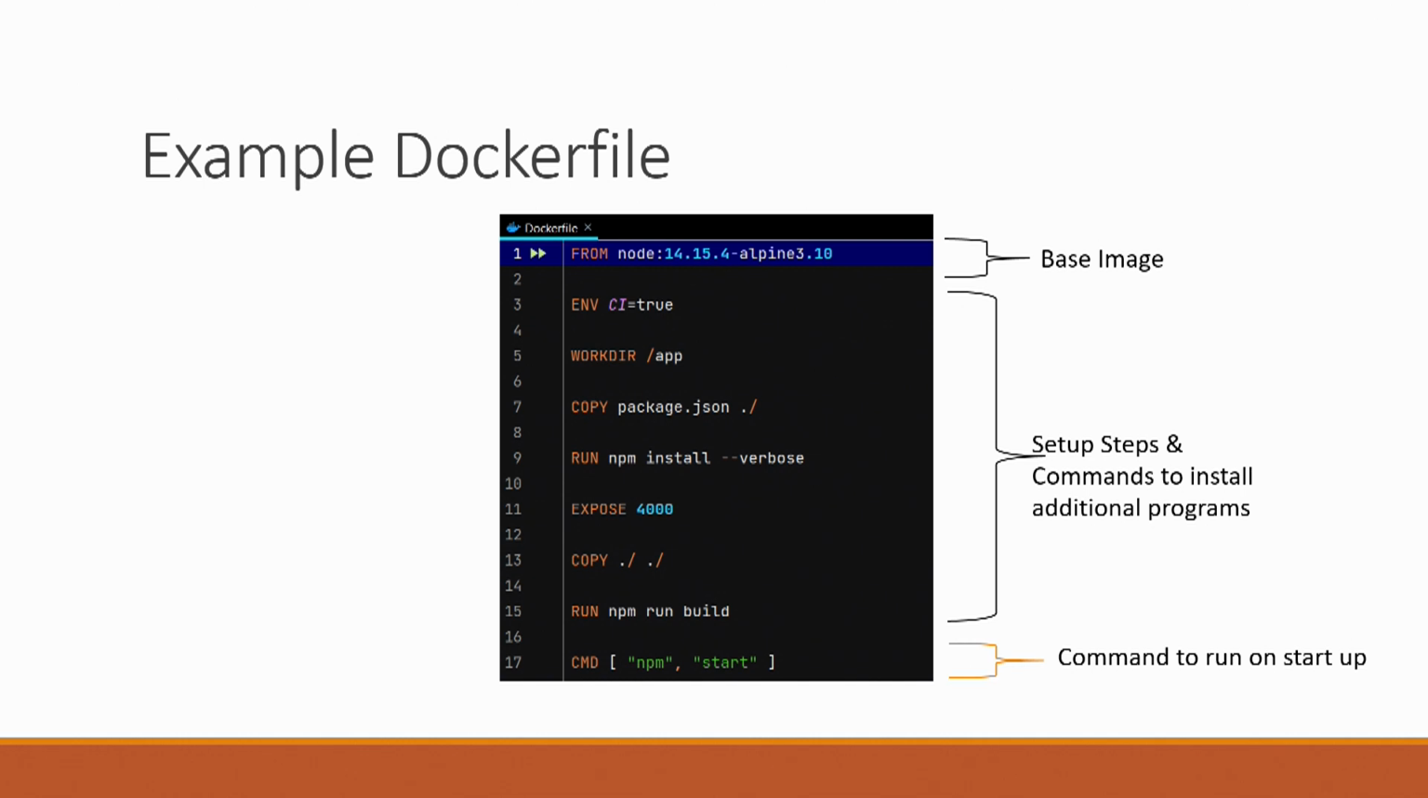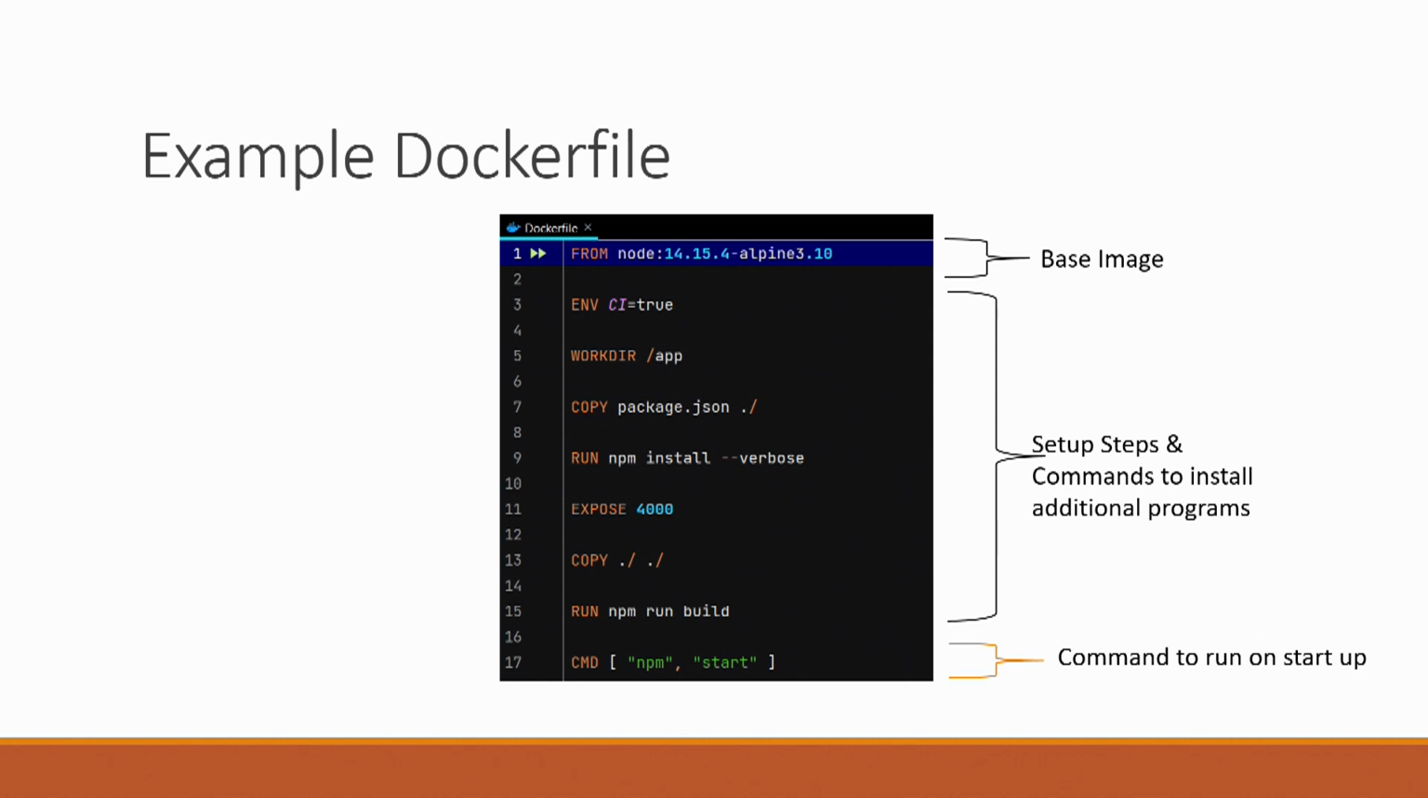So there are 3 things I want us to notice here. The base image: we always specify a base image. Here we are trying to build a Node.js server, so the base image we use has to be something related to Node.js. So we are using node 14.15.4 built upon Alpine 3.10. Then the next thing is a set of steps we use to configure the server. So here we have the set of steps. And the last thing is the startup command. All images have a startup command.